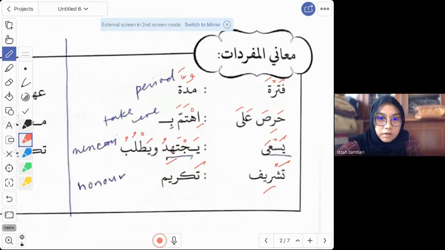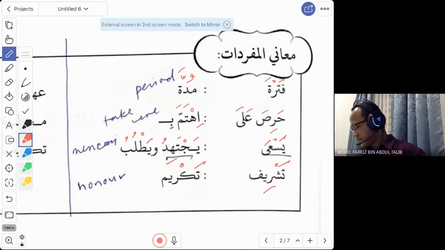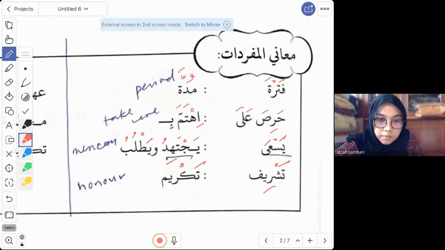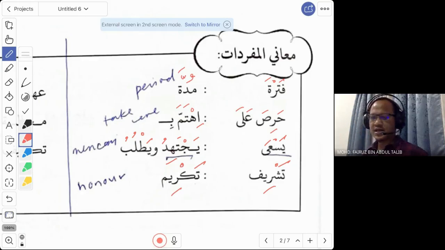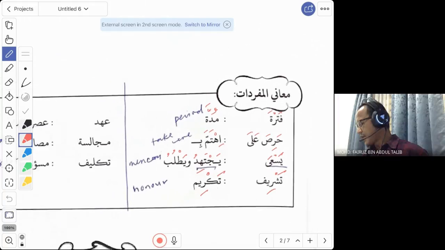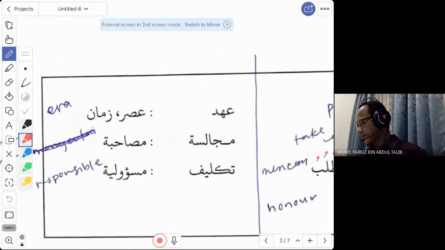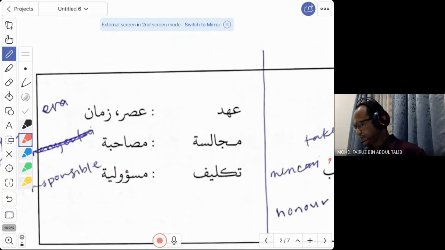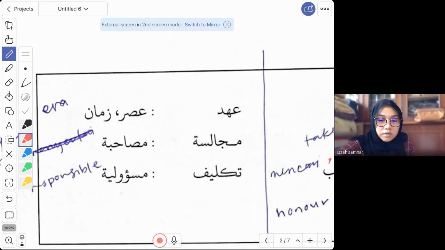Tashrif. Tashrifu is the same meaning as takrim. Takrimu. Takrimun. Okay, ma makna? Tashrif, takrim. It means honor. Naam, sahih. Okay, next.